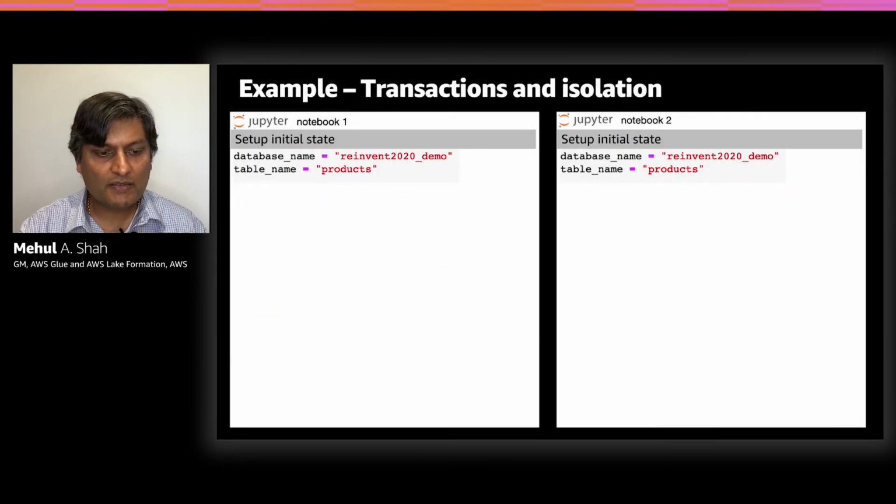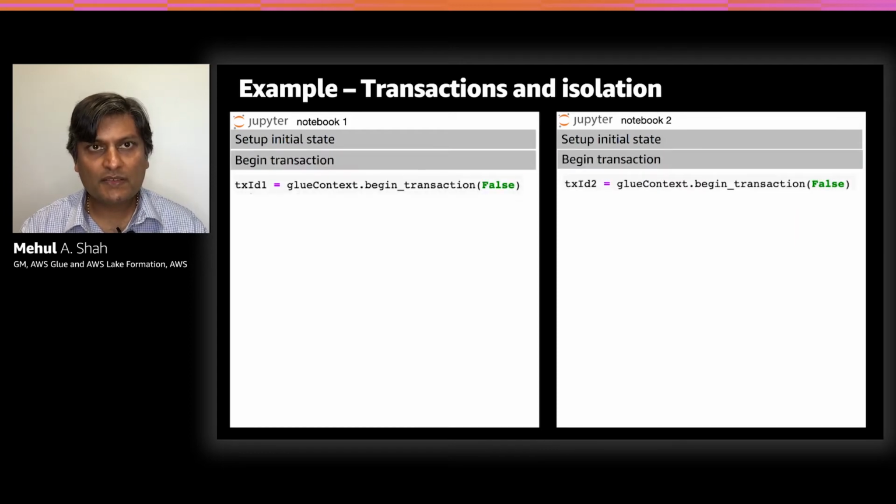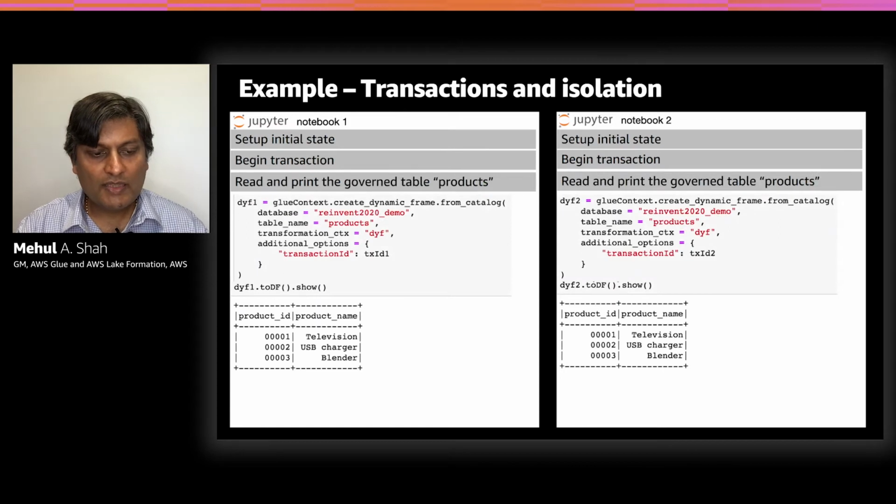Let's set up the notebooks with the database and the table that we're going to access. And then we're going to start a transaction. Anytime you work within a transaction, you're going to get an isolated view of your data lake. On the left-hand side, notebook number 1 is reading the table of products, and notebook number 2 is also reading the table of products. You'll see that they see exactly the same set of rows.